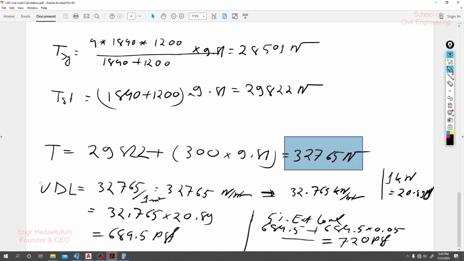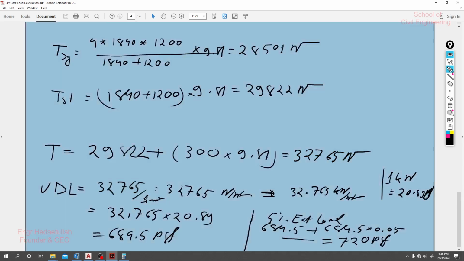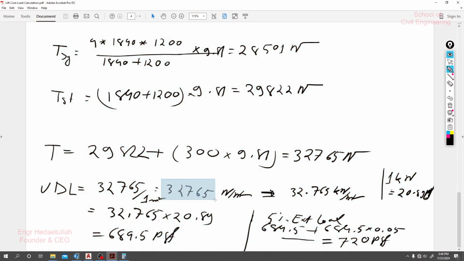And now, the total UDL, uniformly distributed load, how much will it be if we divide that value by 1 square meter? It will be the same, but in Newton per square meter. We have converted that value to kilonewton per square meter, and we know 1 kilonewton equals 20.89 lb. Okay, a pound. So here 32 into 20.89, here 4.5 pound per square feet.